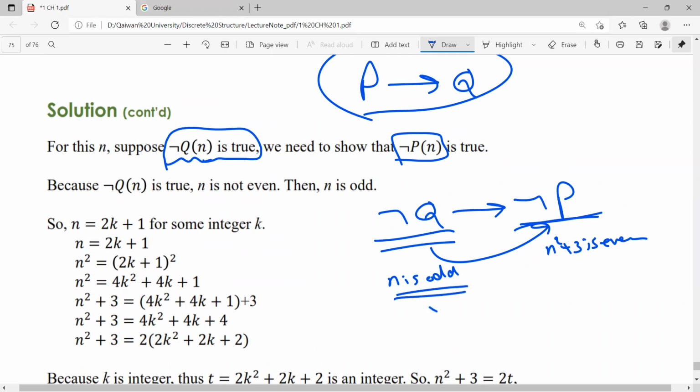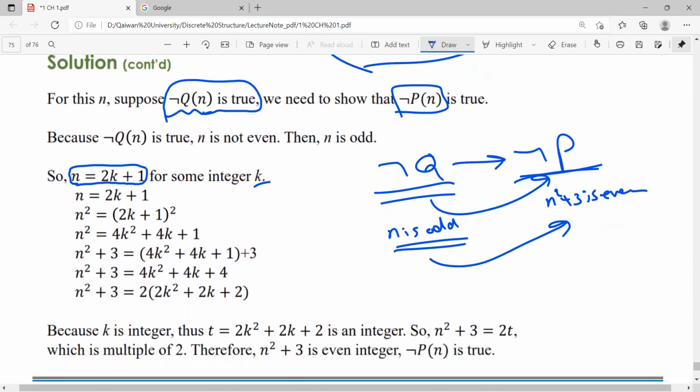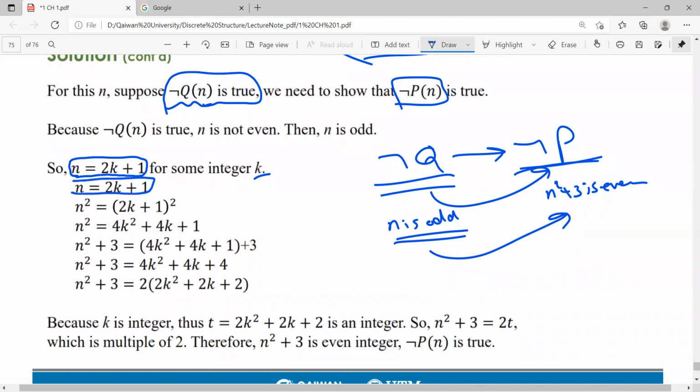And from this, we could get that. It means the above statement is proved. So n is odd. That means n could be written as 2k plus 1, because we said before that all the odd numbers can be written as 2n plus 1. And here instead of n, we have k. That means we have 2k plus 1 for n, for some integer k. So n is 2k plus 1.